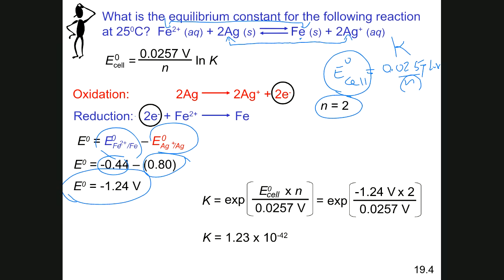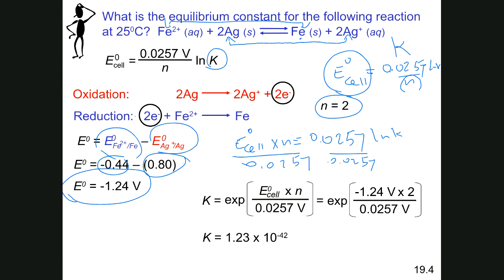If we have the value for E0 and the value for n, which is 2, then we use this formula in order to find the value for K. So basically, E0 cell times n equals 0.0257 ln K. I'm just rearranging that formula. So for ln K, if you divide both sides by 0.0257, this is going to be cancelled.